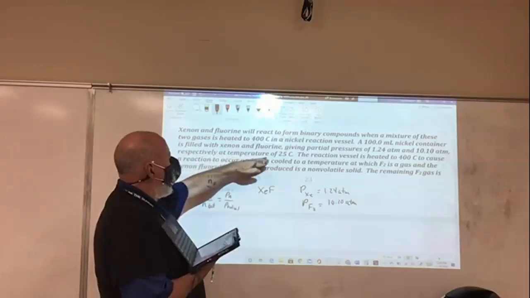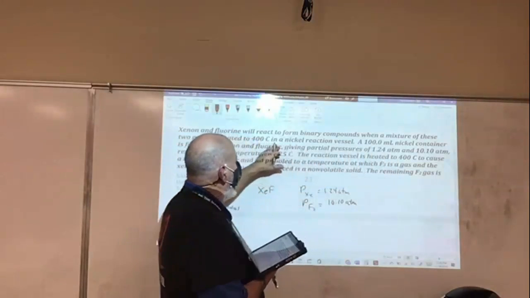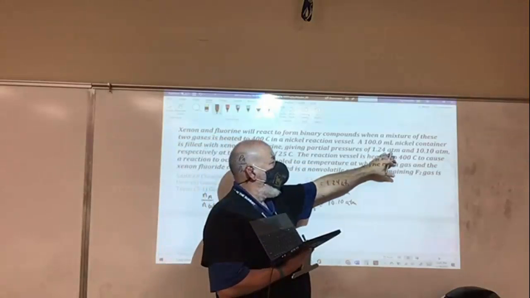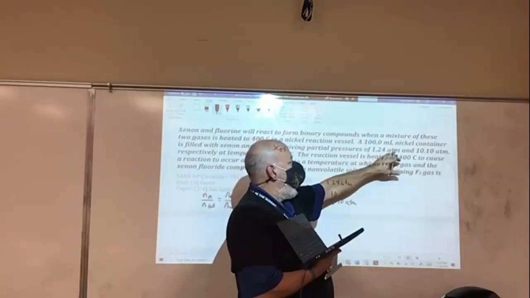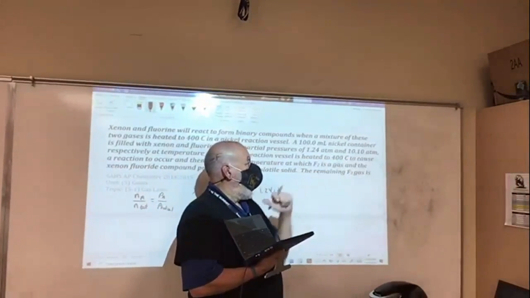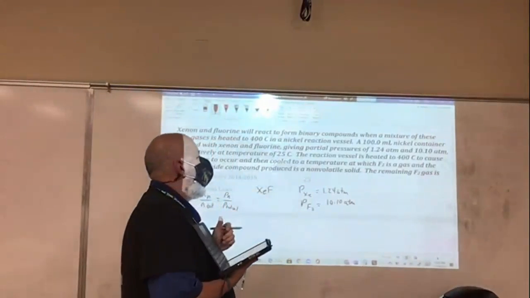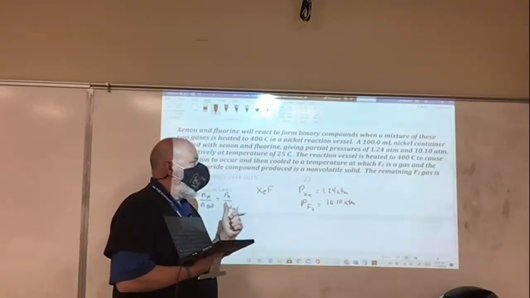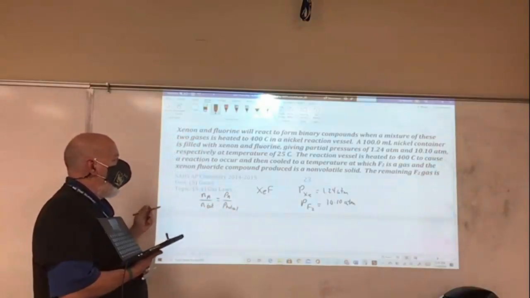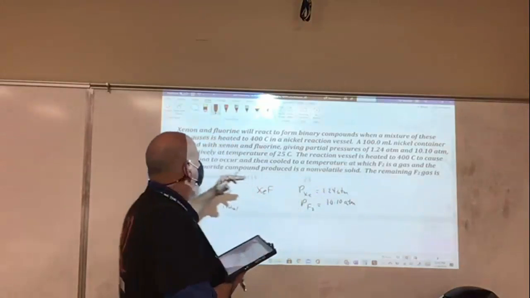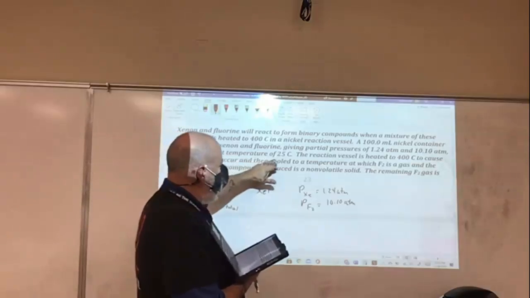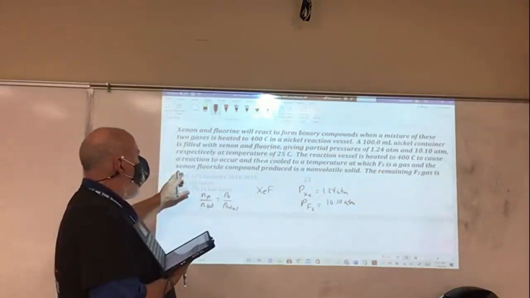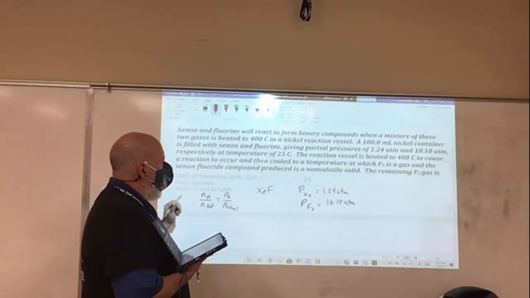Okay, so what we're going to do is put these two gases into this container at a temperature of 25 degrees. And when I put those two gases in and measure the partial pressures of each gas, I find that the partial pressure of the xenon is 1.24 atmospheres and the partial pressure of the fluorine is 10.10 atmospheres. So I can literally pretend that these are numbers of moles. The reaction vessel is then heated to 400 degrees to cause the reaction to occur, and then is cooled to a temperature at which fluorine is still a gas, but the xenon compound is going to be a non-volatile solid.